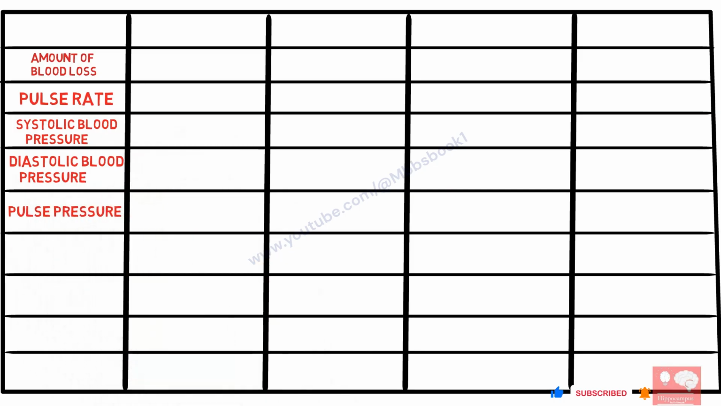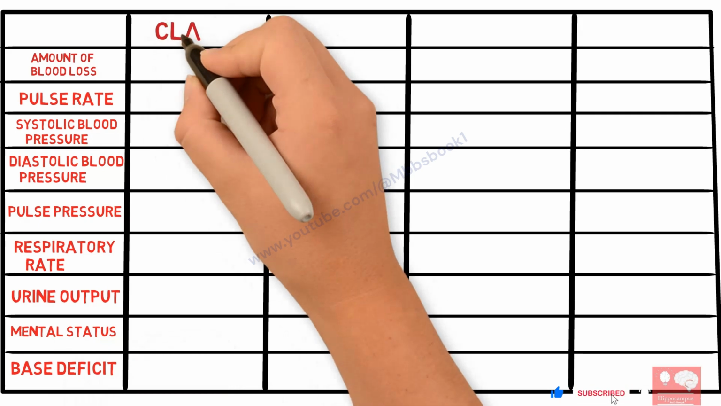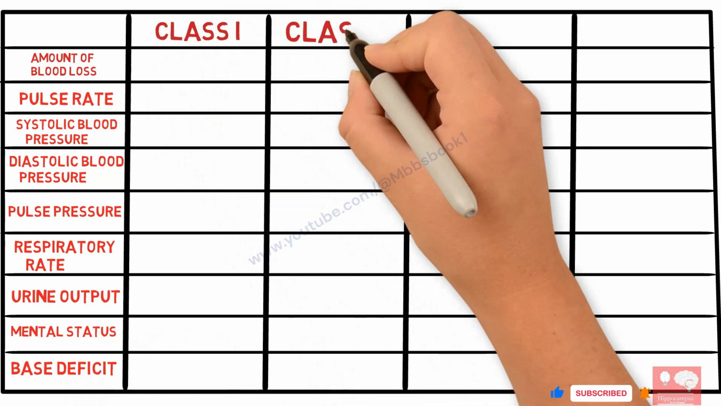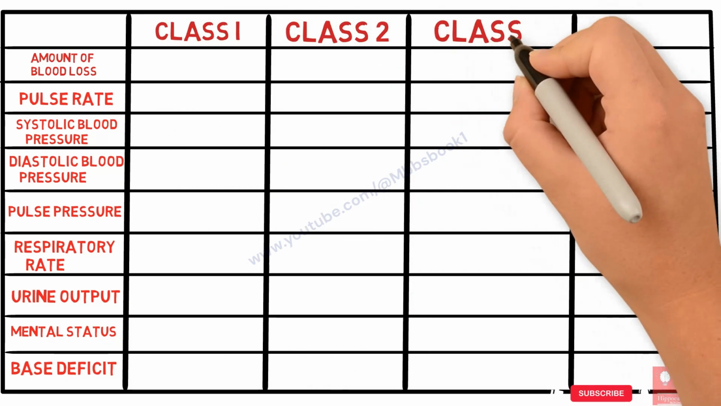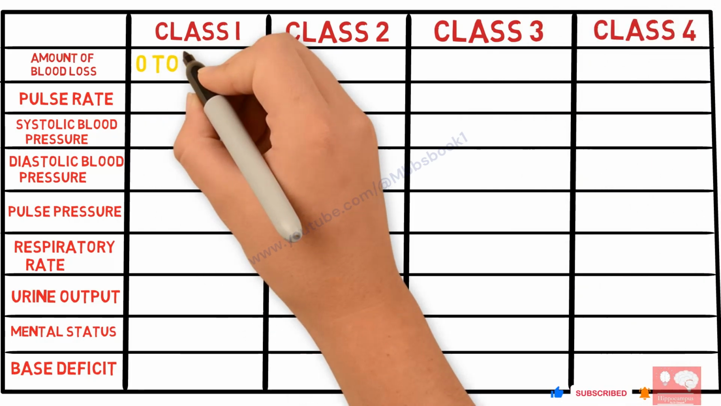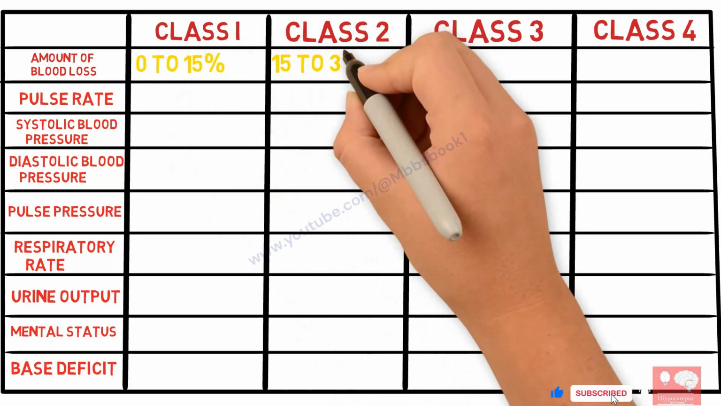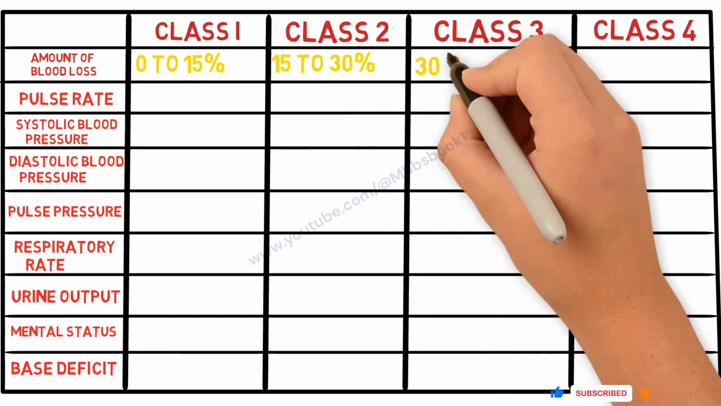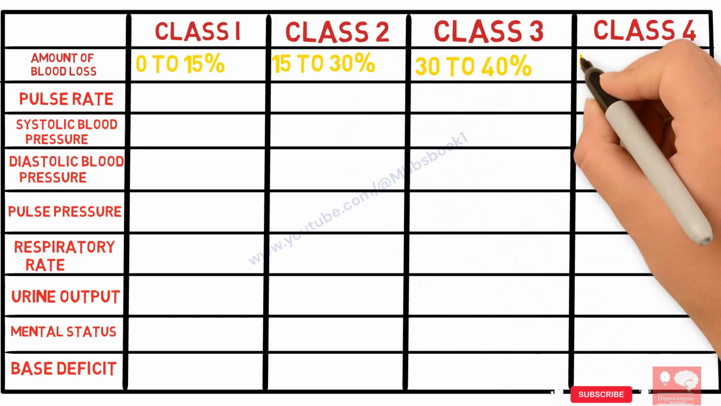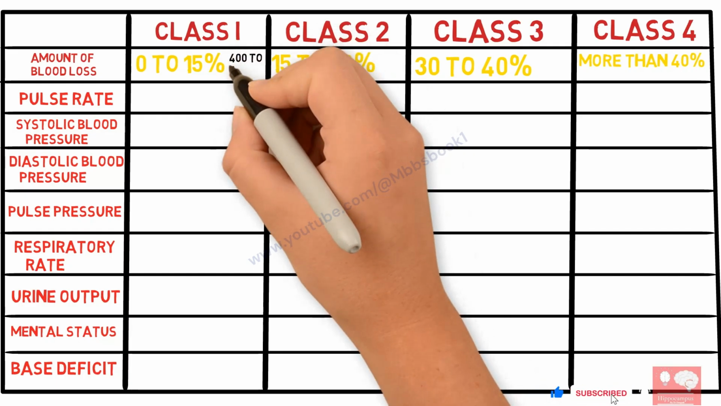Now, the first thing which we need to discuss is what is the percentage of blood volume loss in each class of hypovolemic shock. It's very easy to remember: 0 to 15%, that is class 1; 15 to 30%, that is class 2; 30 to 40%, that is class 3; and more than 40%, that is class 4.